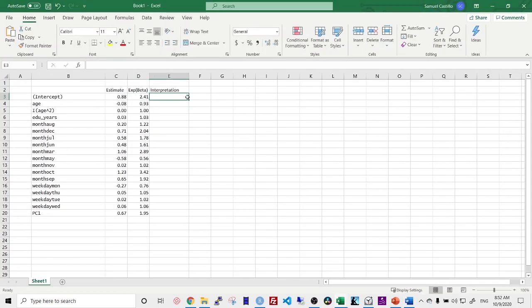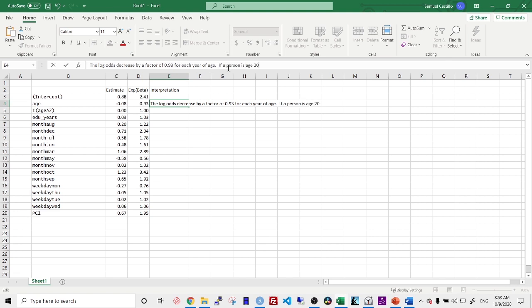So each of these is going to increase or decrease the linear predictor. So you can see that age has an effect of, so the log odds increase or decrease by a factor of 0.93 for each year of age. So we start, this is right. So the log odds decrease by a factor of 0.93 for each year of age. So if a person is age 20, then multiply by 0.93 to the 20th. The impact that age has is not linear, and so this age squared term accounts for this.